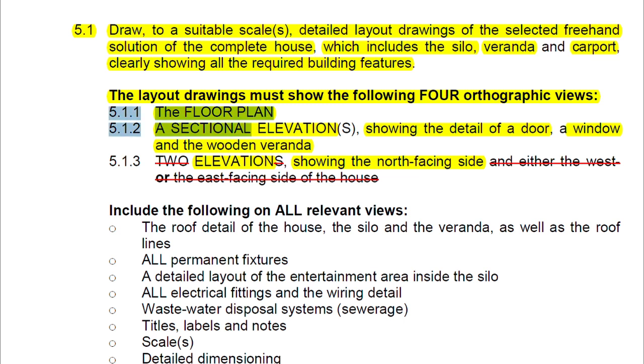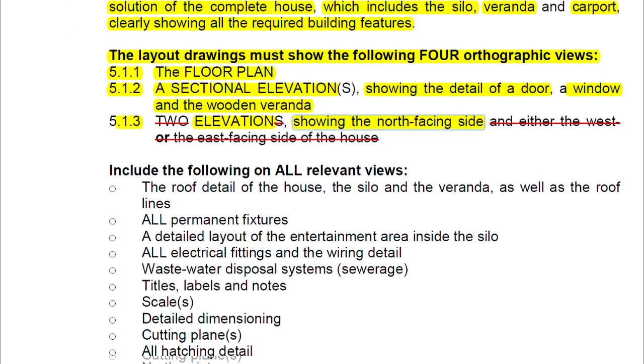So you really have three drawings. You have the floor plan, you have a sectional elevation, which is with a cutting plane, and 5.1.3 is only one more elevation showing the north facing side. That's going to be important. So there's a little bit less drawing for you guys to do.